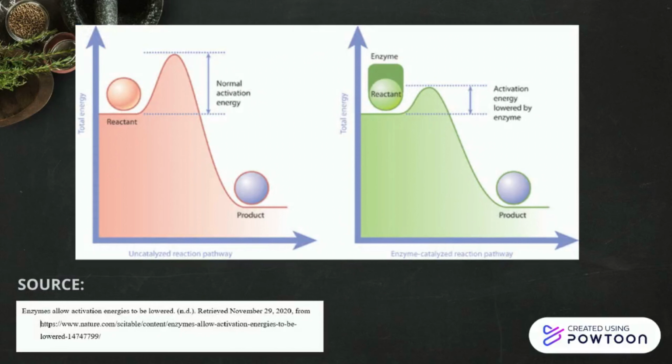Enzymes catalyze reactions by lowering the activation energy of the reaction. In other words, it will reduce the required amount of energy needed for the reaction to occur, thus speeding up the reaction.